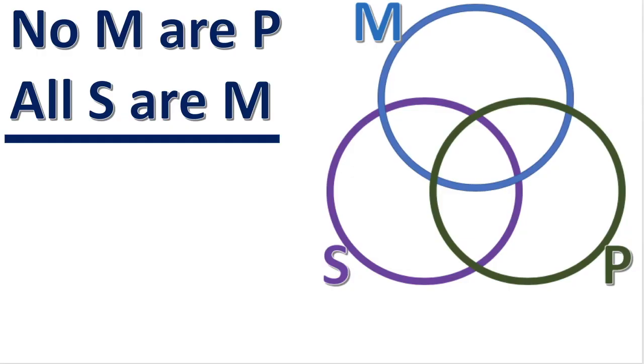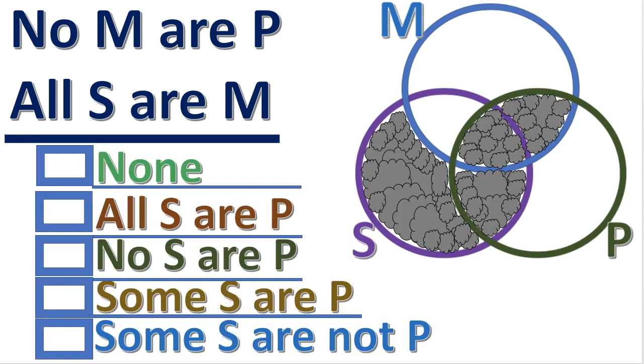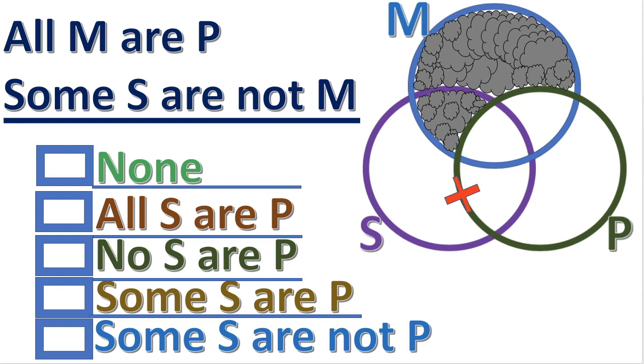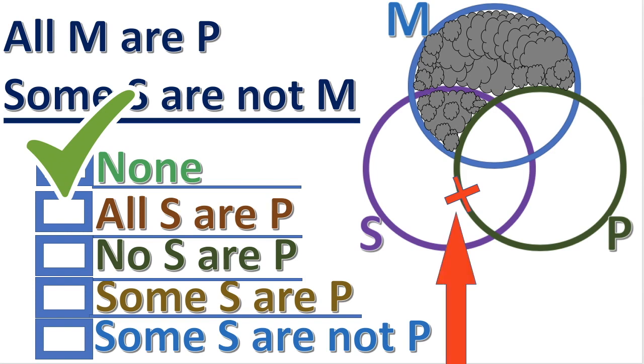Practice problem number 1. What conclusion does the diagram support? Press pause if you need more time. The answer will appear in 3, 2, 1. Ding! The missing conclusion is no S are P. Next practice problem. What conclusion does this diagram support? Press pause if you need more time. The answer will appear in 3, 2, 1. Ding! No conclusion follows. Anytime an X is on the line, no conclusion follows.